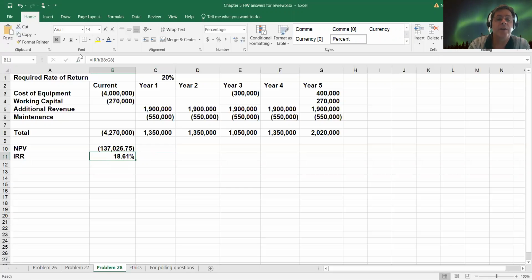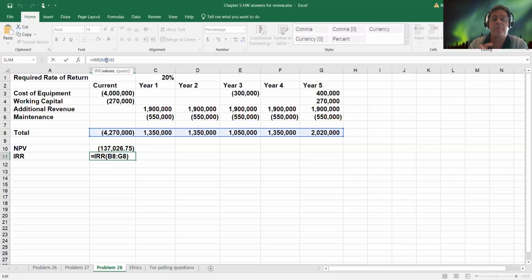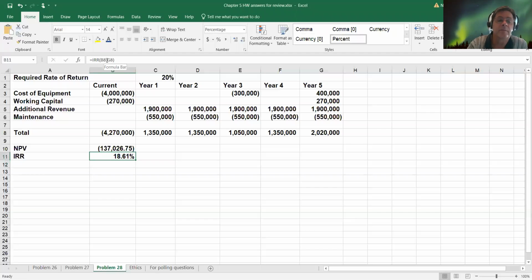Same idea with IRR, remembering that we need to reference in the first cell a negative number for the investment, which is always why I put the investment in as negative, so I remember to have that in this formula as a negative. And then the positive cash flows across there, and we get 18.5 roughly.